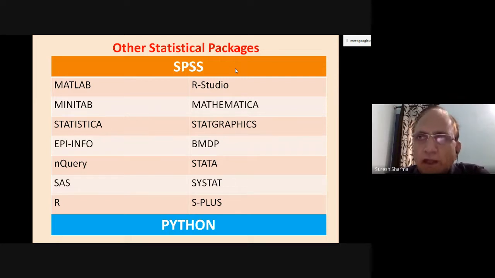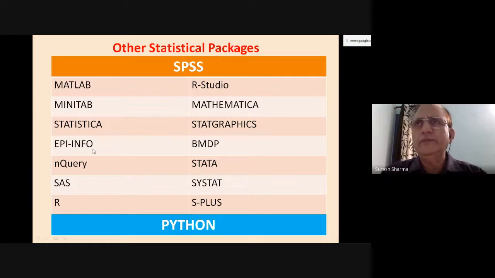Then there are other packages also. One of the packages is called MATLAB. MATLAB stands for Matrix Laboratory. Matrix Laboratory means if you are dealing with matrices, multiplication, or some complex mathematical multivariate techniques like factor analysis, cluster analysis, then MATLAB is very good. Minitab is another software which is generally used for power and sample size calculations. Statistica is a software which is used for data mining along with SysStat. Statistica and SysStat are used for data mining.